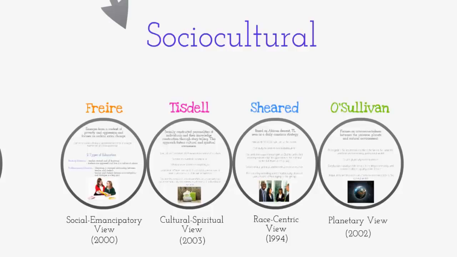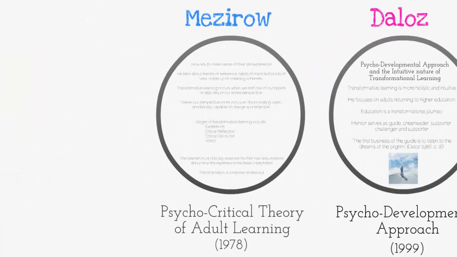Going on with Group 2, we have Sherrod, who had a race-centric view based on African descent, and this one sees transformative learning as a daily conscious strategy, something we have to keep coming back to on a daily basis. And O'Sullivan looked at transformational learning in a planetary view, focusing on the interconnectedness between the universe, the plants, our natural environment, everything around us. So let's take a little bit more detailed look at each one of these.